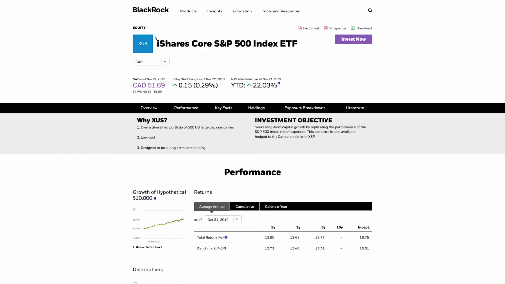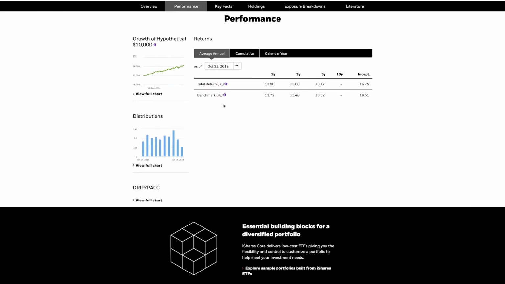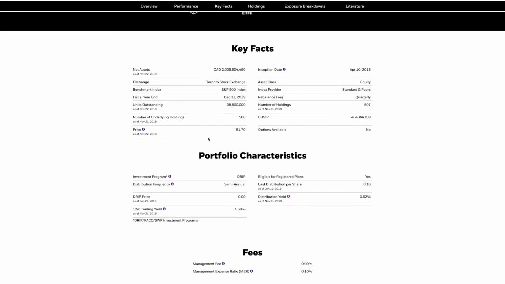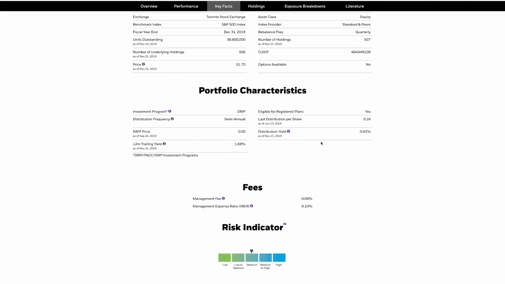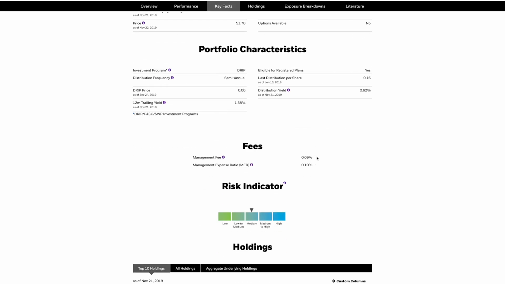So for example, if we look at the XUS ETF from BlackRock Management, when going down in the description of this fund, it's going to clearly indicate whether or not it is DRIP eligible. So just make sure you look at the different ETFs and stocks and see if they're DRIP eligible.